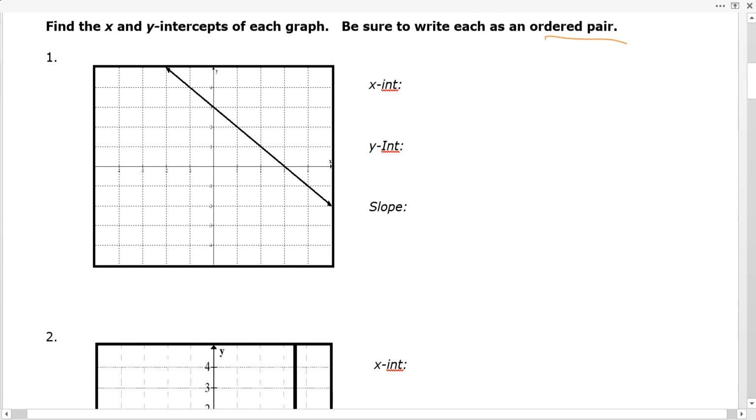Okay, so now you're going to practice finding the x and y intercepts and the slope. We're going to make sure we write them as ordered pairs. So these are the easy ones. Your x-intercept is (3, 0). Your y-intercept is (0, 3). Try not to get them mixed up.